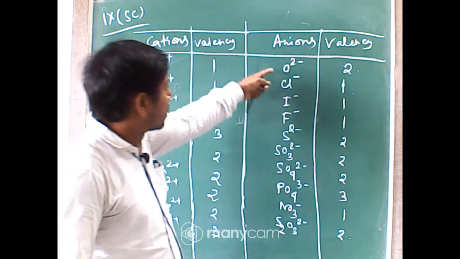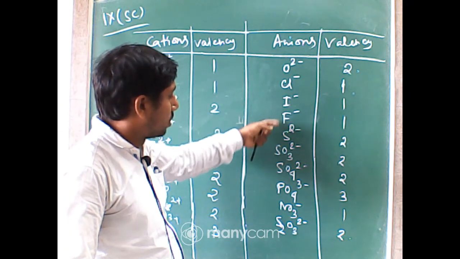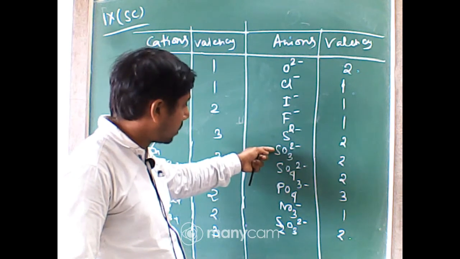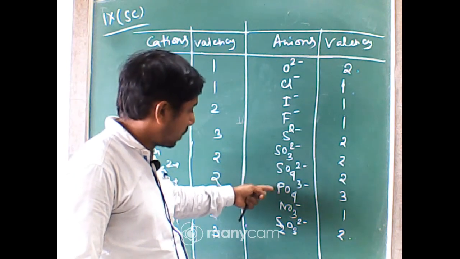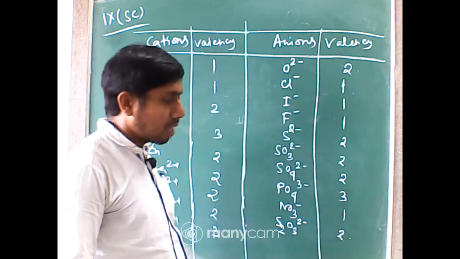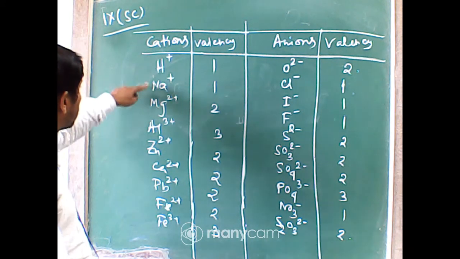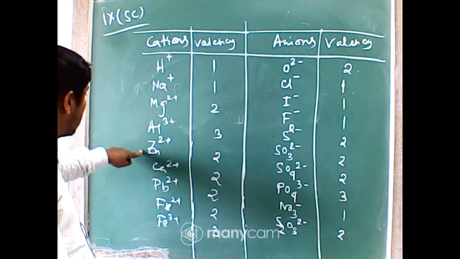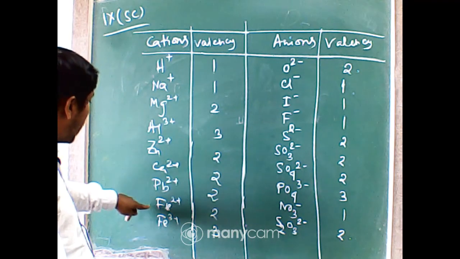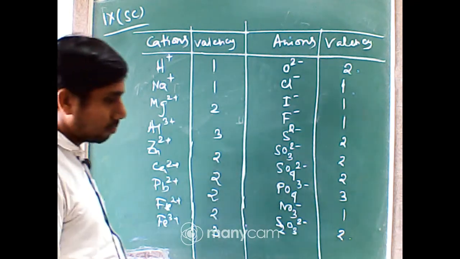This is oxide, chloride, iodide, fluoride, sulfide, sulfite, sulfate, phosphate, nitrate. Here hydrogen, sodium, magnesium, aluminium, zinc, calcium, lead, iron in 2 states.